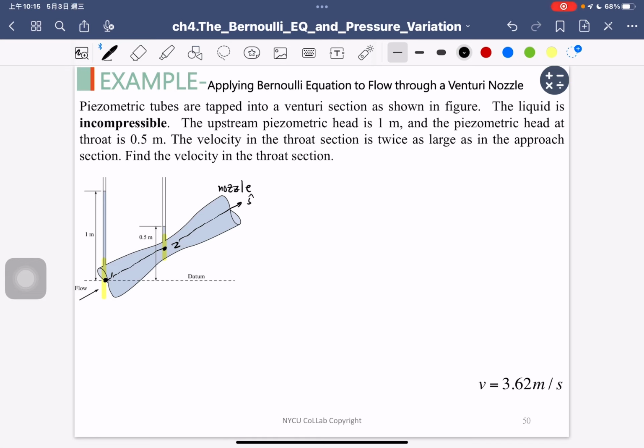And you can see there are different piezometric heights. Here we have a piezometric height of 1 meter, and the second piezometric height is 0.5 meters. So what's the purpose of this exercise? We want to find the velocity in the throat section. So the idea is we don't know the velocity V2, so we need to find V2 in here.